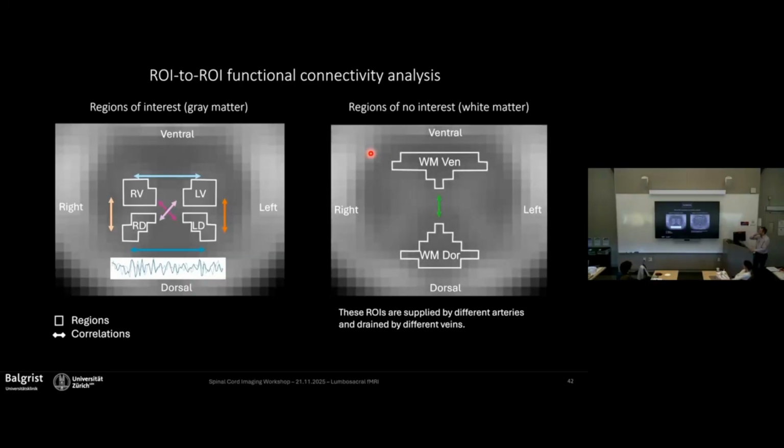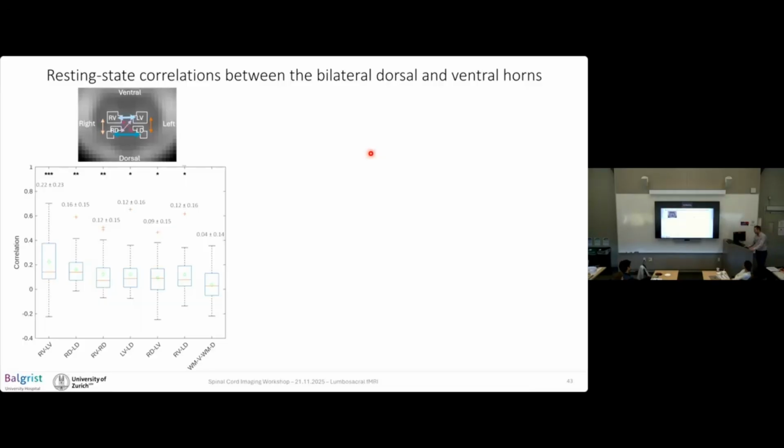Here, just very quickly, we also include a region of no interest. This is a pair of regions which are not supposed to correlate with each other. For that, we use the ventral and the dorsal white matter regions, which are supplied by different arteries and drained by different veins. So we don't expect a coupling between them.